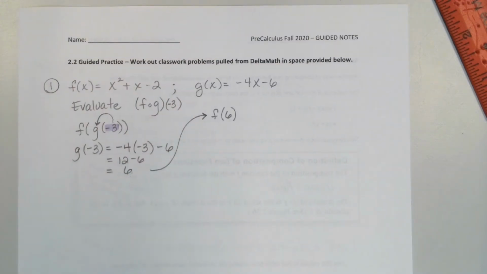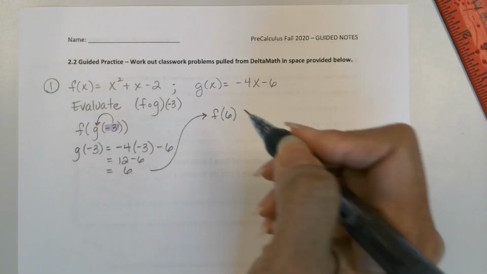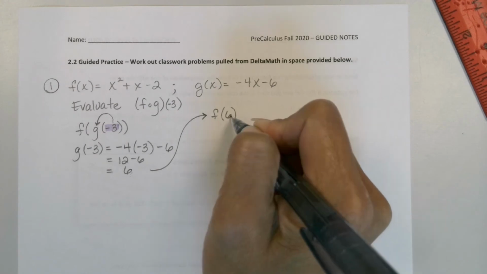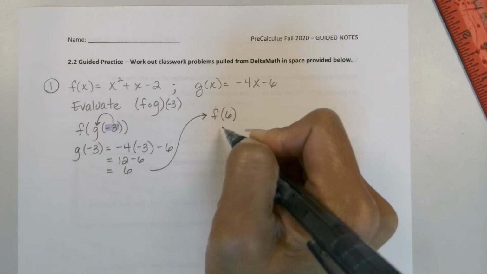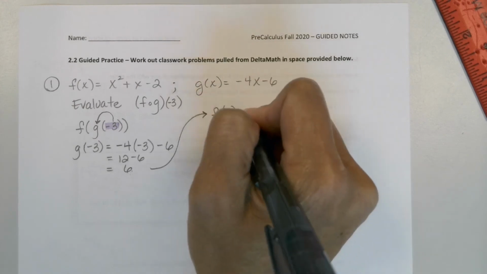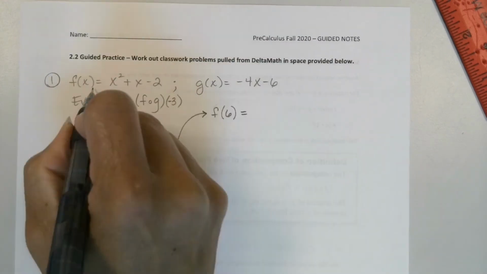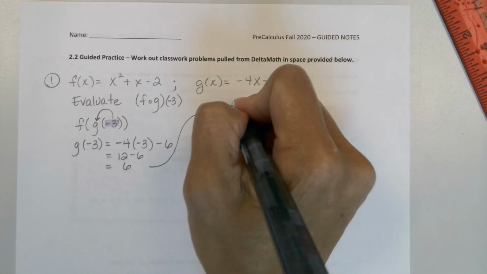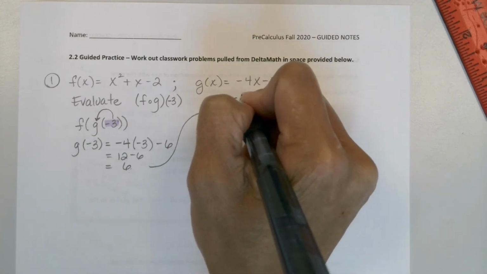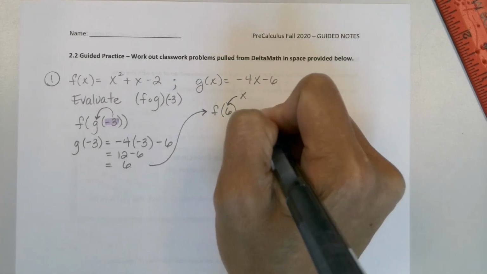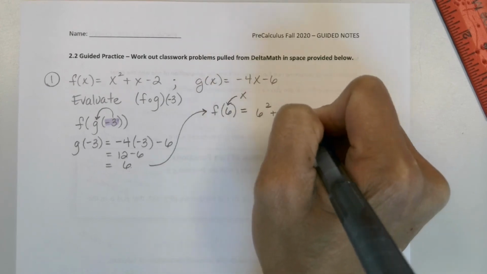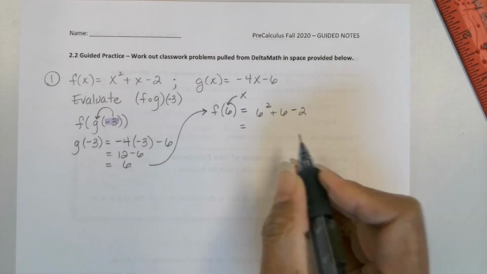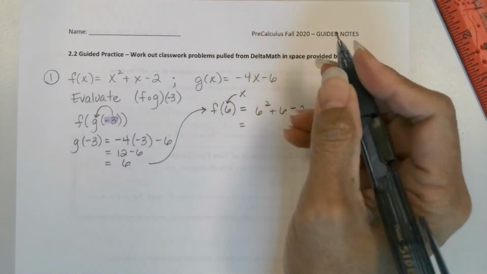And what does that function notation mean? It says when x is 6, what is my y value in the f function? So I need to go look at my f of x function and substitute every x with 6. So 6 to the second power plus 6 minus 2. Order of operations says that we do exponents first.